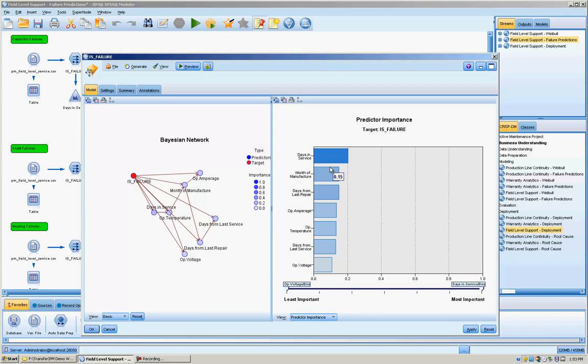So when it comes to capacitor failures, days in service is the most important. But what's interesting here is that the month that it was manufactured is the second most important, which means that we have apparently had some quality issues and variable quality over the months of manufacture. Service record also plays an important role in reliability.